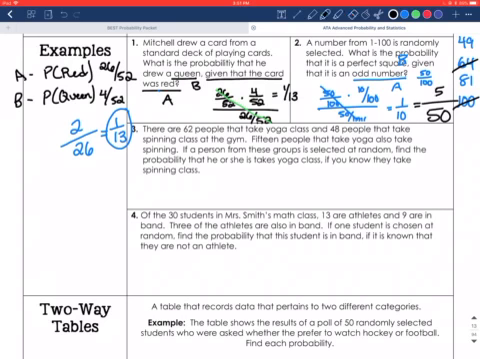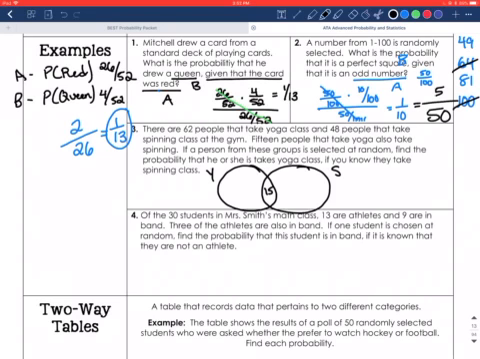Okay, so there are 62 people that take yoga class and 48 people that take spinning class. 15 that take yoga also take spinning. So this is a perfect example of a Venn diagram. There's 15 in the middle. We have yoga and spinning.